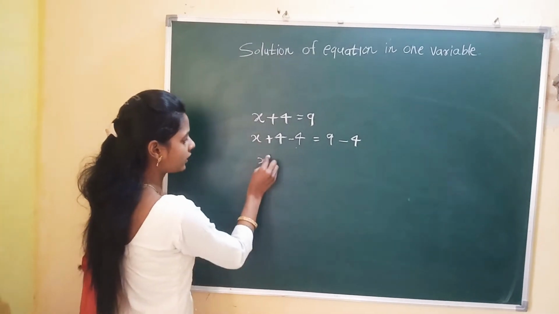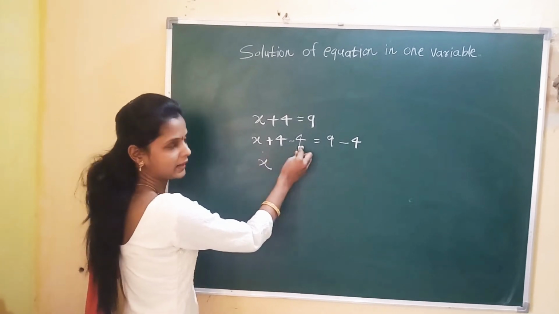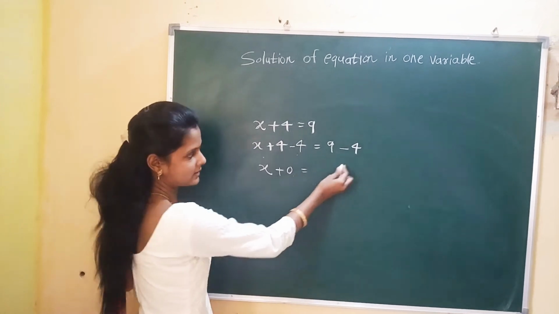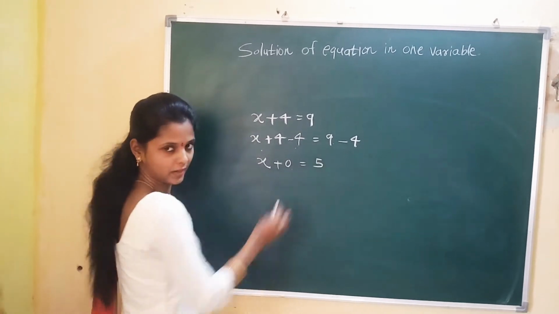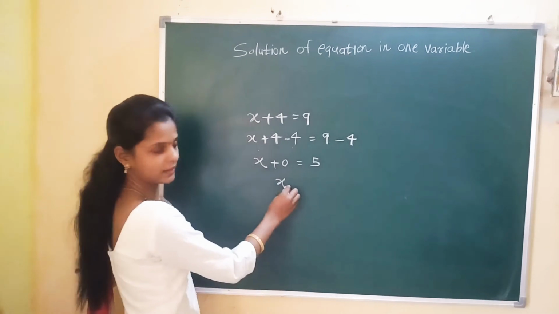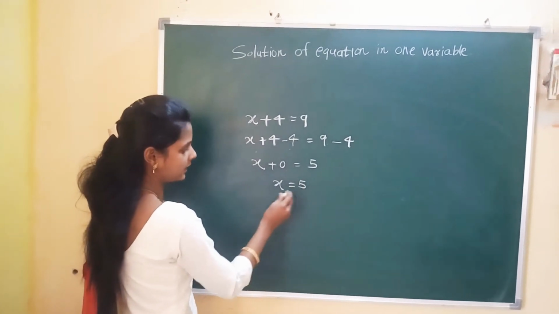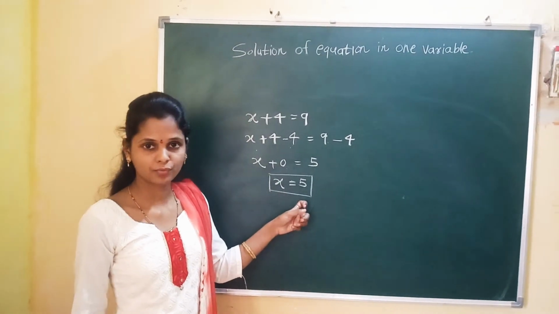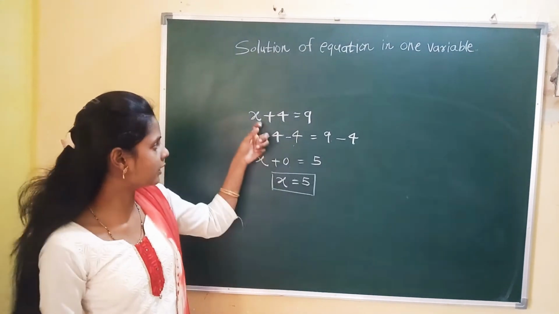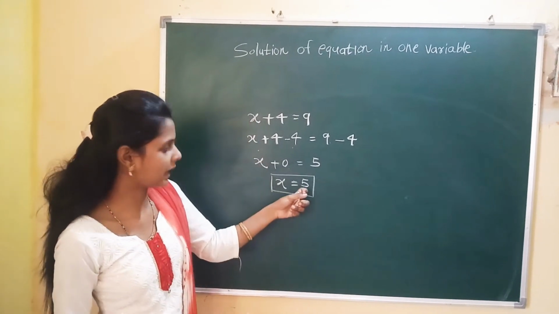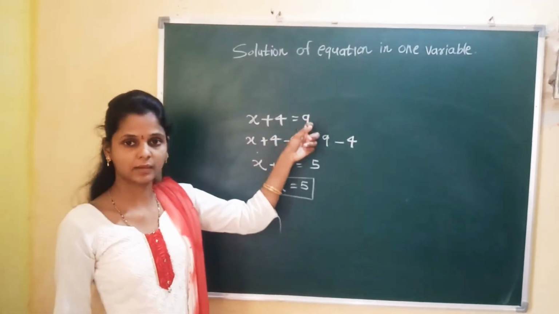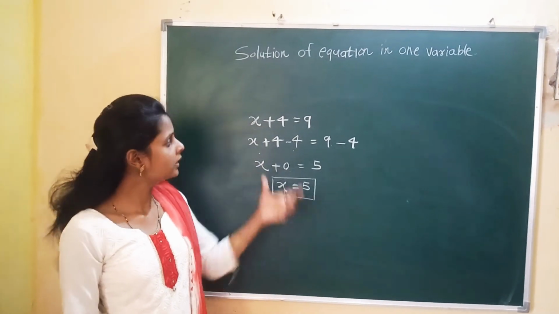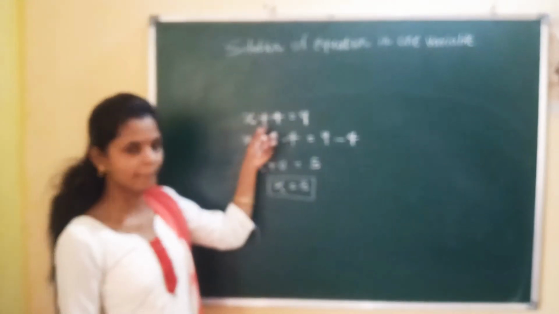So now on the left hand side, 4 minus 4 will become 0, which means x plus 0, and on the right hand side 9 minus 4 will become 5. So x plus 0 will be x, and on the right hand side it is 5. So the value of x I have got is 5. Now you can substitute this value in the equation, which means x is equal to 5, 5 plus 4 is equal to 9. So this is how you get the value of x. Okay, so this is in the case of a plus sign.